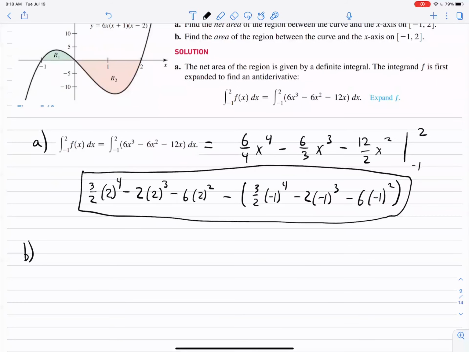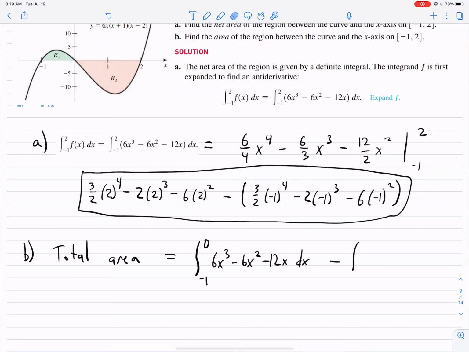The total area will be R1 plus, what we do is we integrate this normally, because that will give us a positive. Then we're going to do a separate integral from 0 to 2, and we're going to make it negative, because the value it would spit out would be negative. And so total area is going to equal the integral from -1 to 0 of this function, which is 6x cubed minus 6x squared minus 12x dx. And then minus, the reason we make it minus is because we want to make this positive, because when we do that integral, it would be negative.